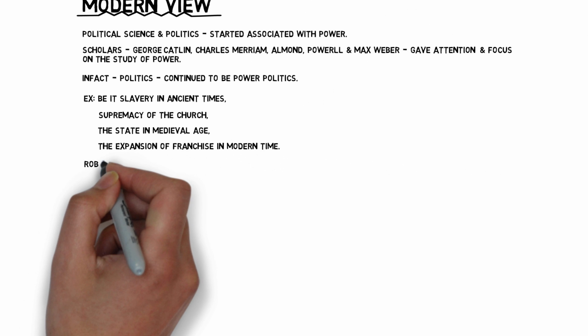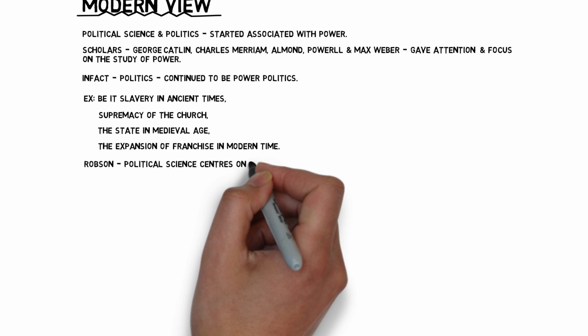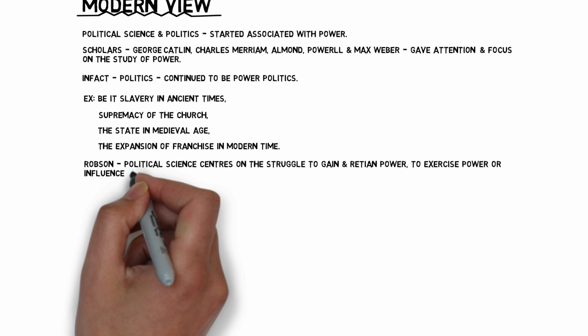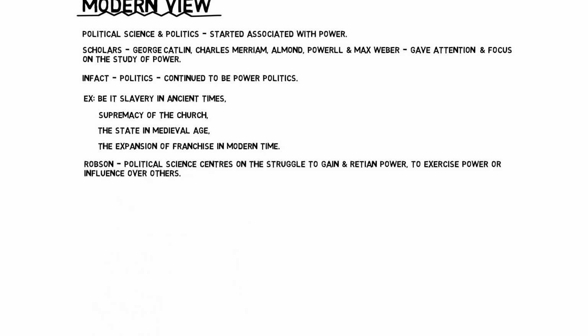Now let us take some examples to understand the modern view of political science. According to Robson, political science centers on the struggle to gain and retain power, to exercise power or influence over others, or to resist that exercise. So basically Robson says that political science centers around the struggle to gain power, to retain that power, and to exercise that power or influence over others.